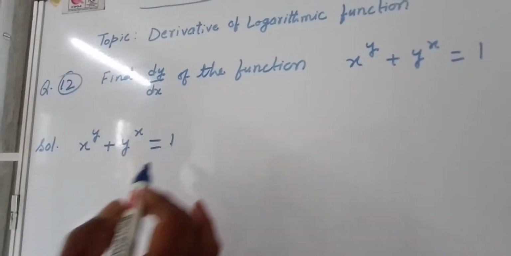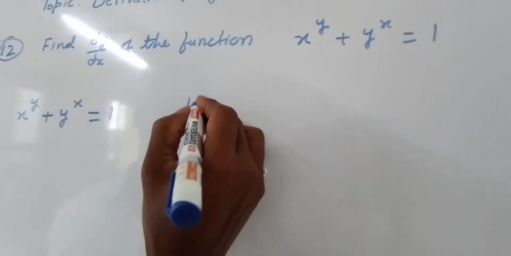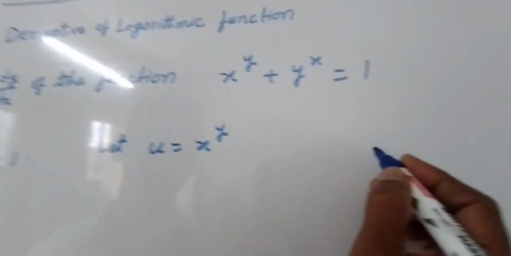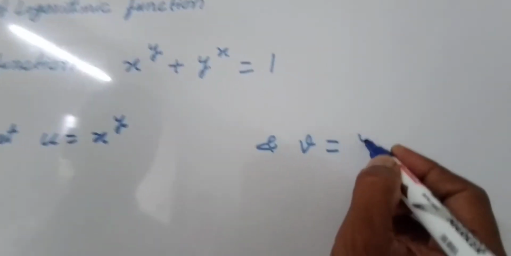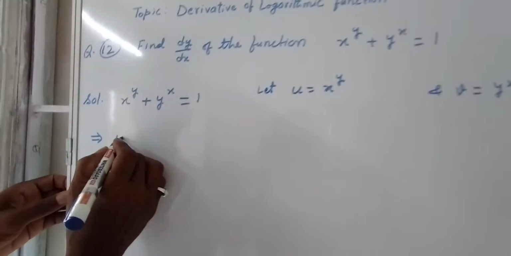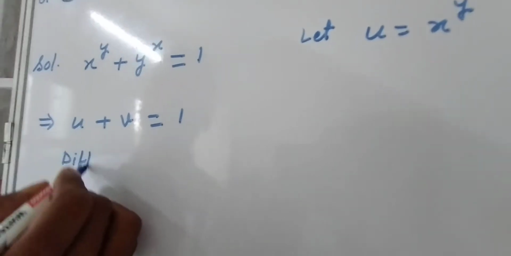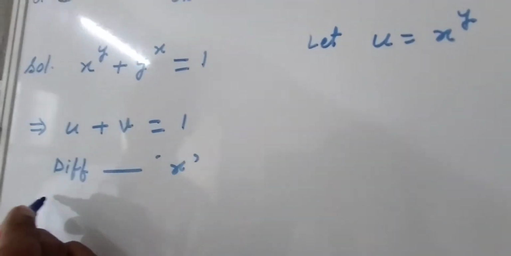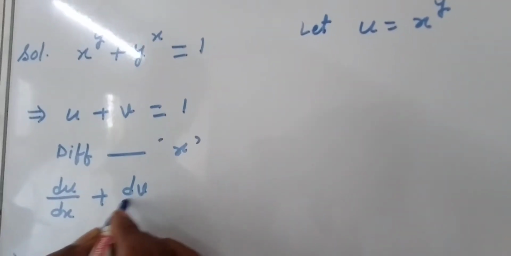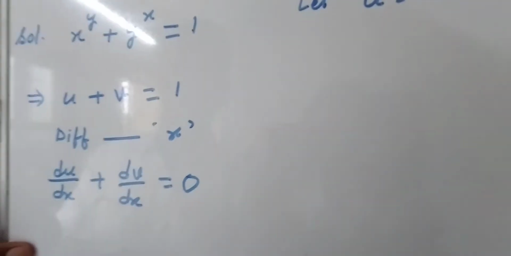So again we will take the first term u and the second term v. So let u equal x to the power y and v equal y to the power x. Now this function becomes u plus v equal to 1. Now differentiating both sides with respect to x, du by dx plus dv by dx equal to the derivative of 1 with respect to x, which is 0.